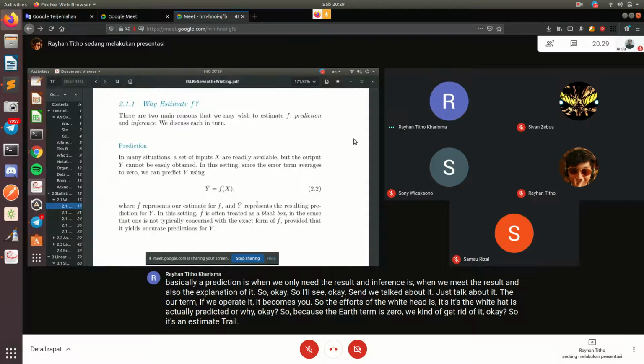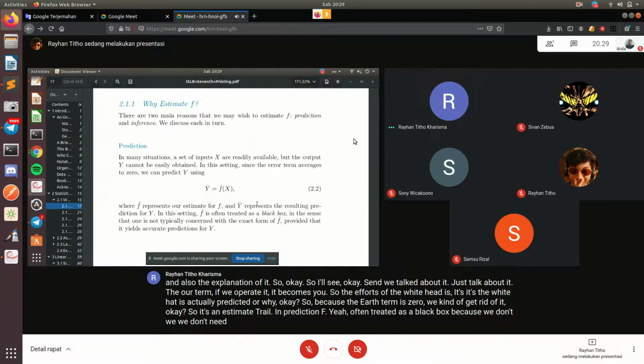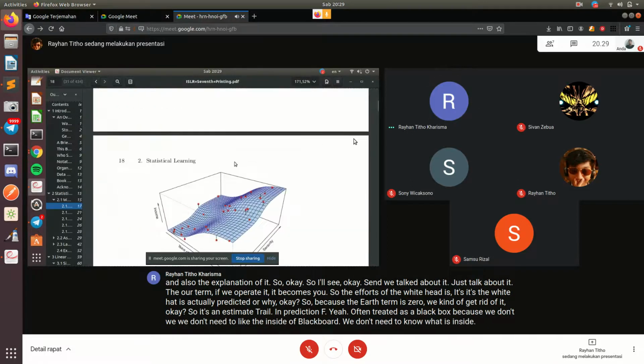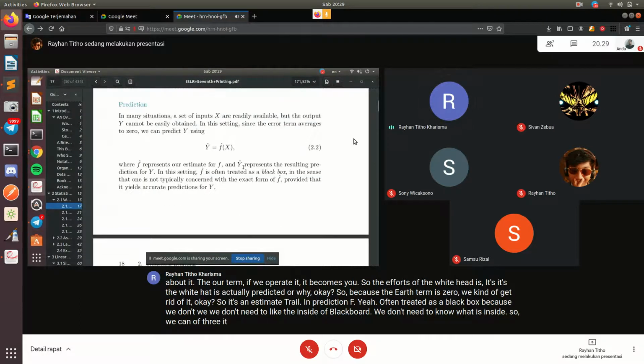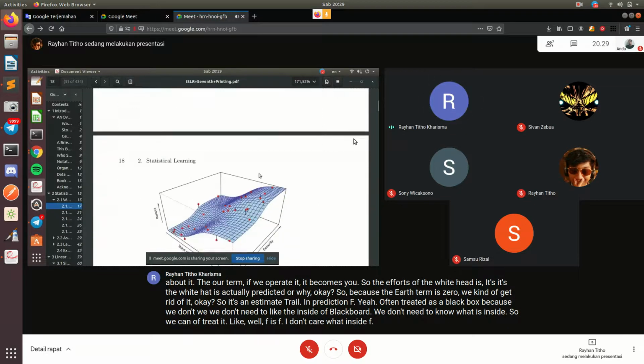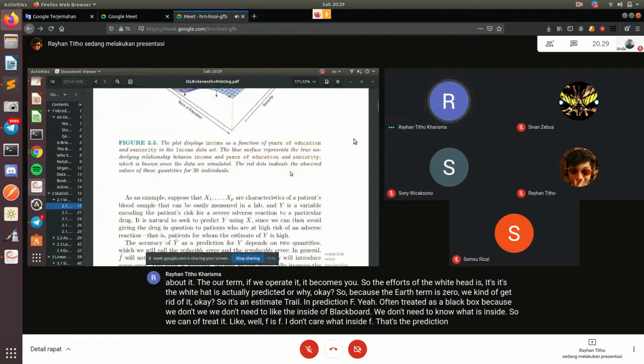In prediction, f is often treated as a black box, right? Because we don't need to know what is inside the black box. So we kind of treat it like, well, f is f. I don't care what's inside f. That's the prediction, basically.